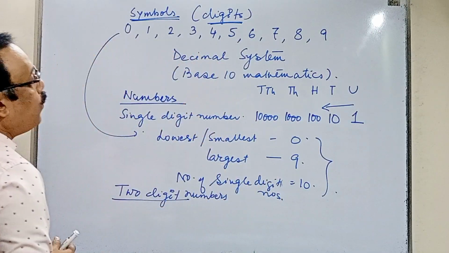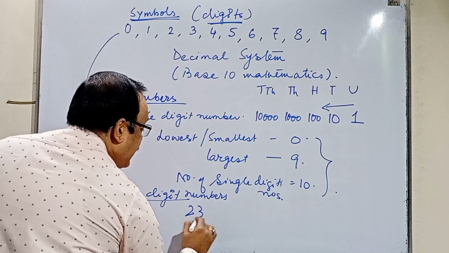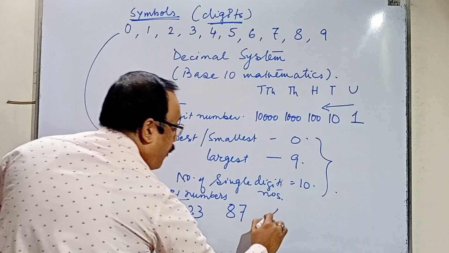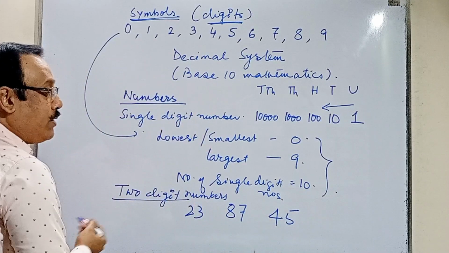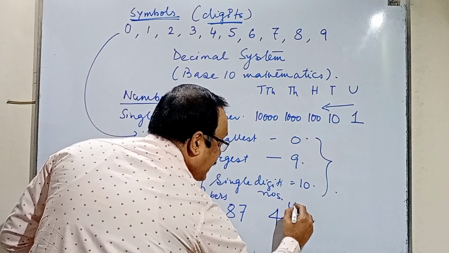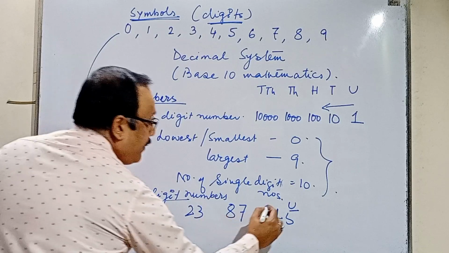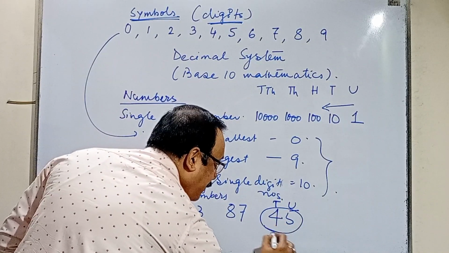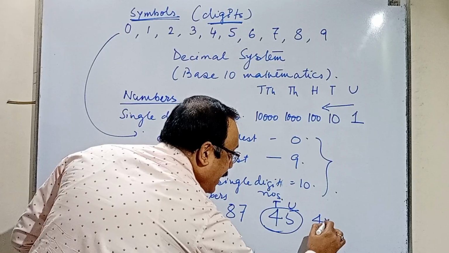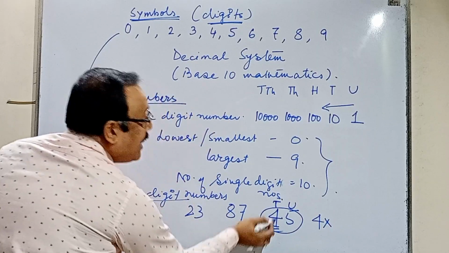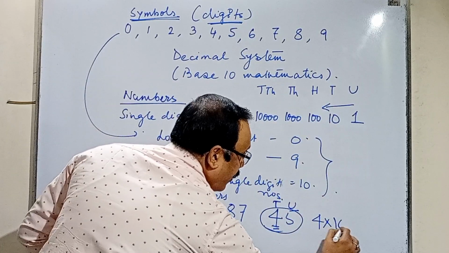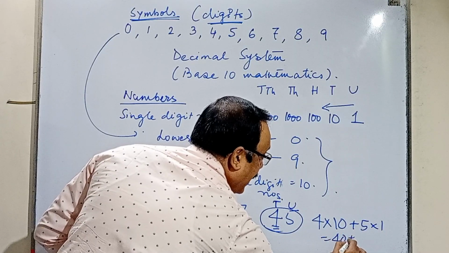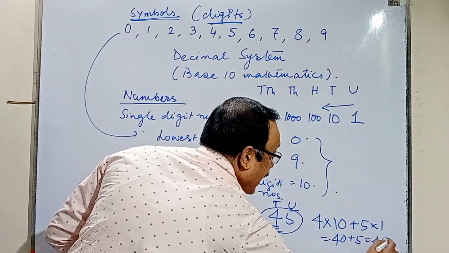So we get two digit numbers, like say 23 is a two digit number, say 87 is a two digit number, say 45 is a two digit number. In this two digit number 45, this is the digit in the unit place and this is the digit in the tens place. And how do we get this number 45? We get 4 into the place value of this digit. Place value of tens is 10. So 4 into 10 plus 5 into 1. That is 40 plus 5, that is 45. That's how we get the number.